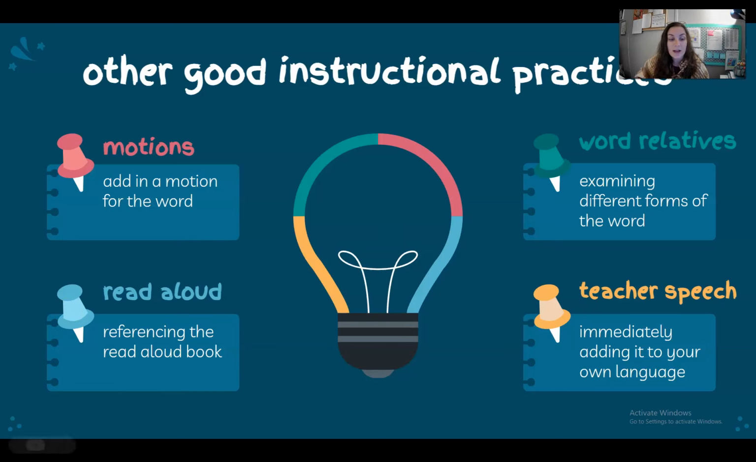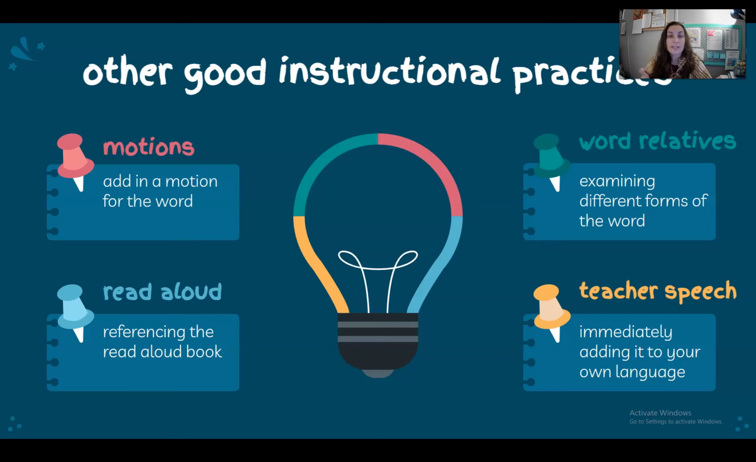Second, your read aloud. Referencing the read aloud book that you're getting your vocabulary from. For Open Court, it's going to be for kindergarten first, your big books, and for second and third grade, it's going to be your student anthologies. Also in first grade, you're going to switch from big books to anthologies, so you'll kind of be in both.